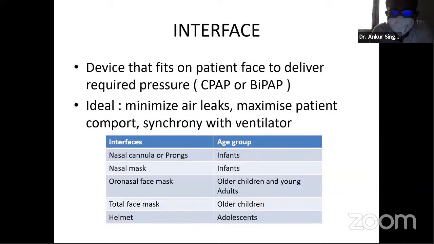What could be the ideal features of this interface? It should minimize air leaks, maximize patient comfort, the child should be comfortable, and it should synchronize with the ventilator. There are various types of interfaces. Nasal cannula prongs are good, nasal masks are good for our infants. Oronasal face mask is good for our older children. Total face mask is good for older children. And the helmet device is very good for our adolescent population.